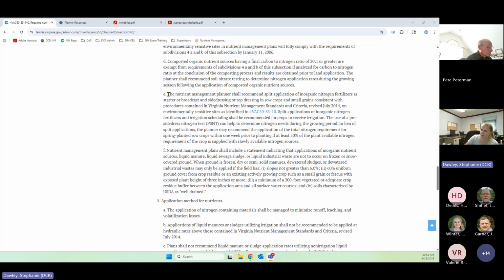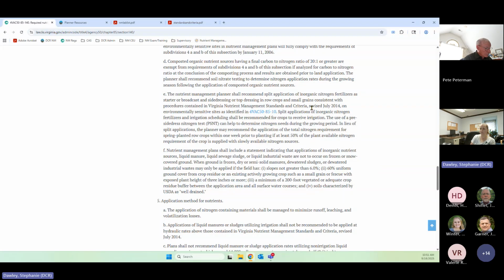Here's where I got sidetracked. It was part E. This is the part where it actually starts talking about the split applications. I jumped ahead of myself. I hadn't quite finished out my 30, 60, 90. It's basically recommending that inorganic fertilizers are split as starter or broadcast if it's on an environmentally sensitive field. And then the use of PSNTs on manure can help determine the nitrogen needs during the growing period.